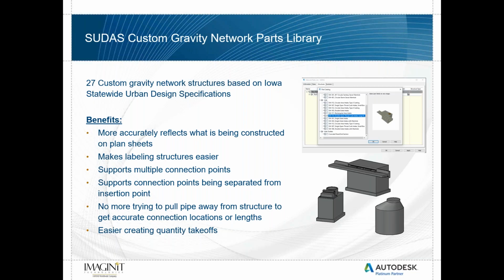And that right there is the biggest benefit of the new system of building parts, right, being able to separate where the pipes connect from where the structure gets inserted. We can also have multiple connection points on a particular face. So if you've got a very large structure with more than one pipe going to connect into it, this library will support having multiple pipes connect into the same wall, if you will.